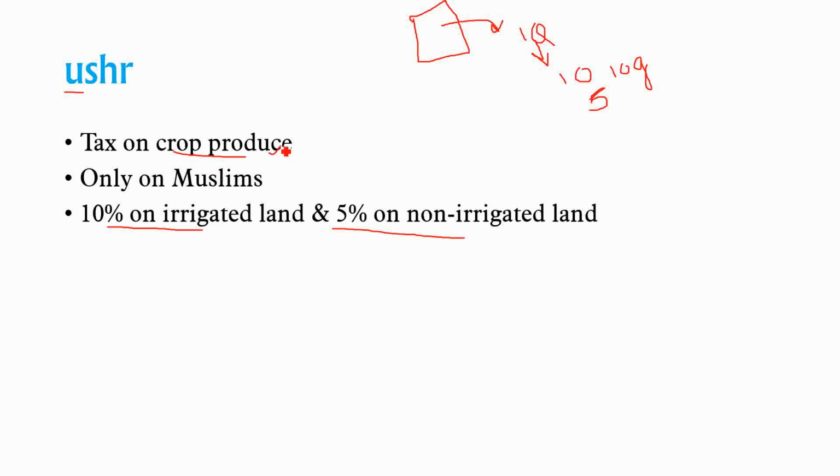Apart from that, this tax is only imposed on the Muslim subject. It is not imposed on the non-Muslim subject. So basically what you need to keep in mind is that it is imposed on the crop produce, and it is fixed at 10% on irrigated land and 5% on non-irrigated land. So this should be kept in your mind.